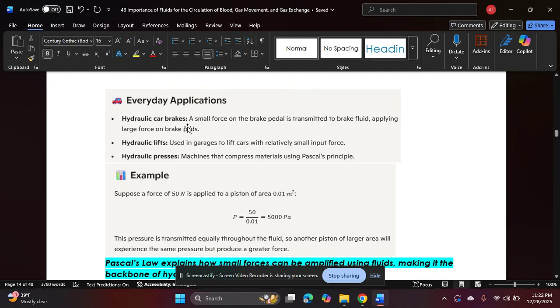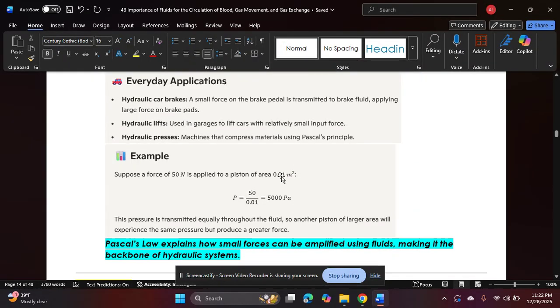What is the everyday application? Hydraulic car brakes, right? A small force on the brake pedal is transmitted to brake fluid, applying a large force on the brake pads. Hydraulic lifts used in garages lift cars with a relatively small input force. Hydraulic presses are machines that compress materials using Pascal's principle.